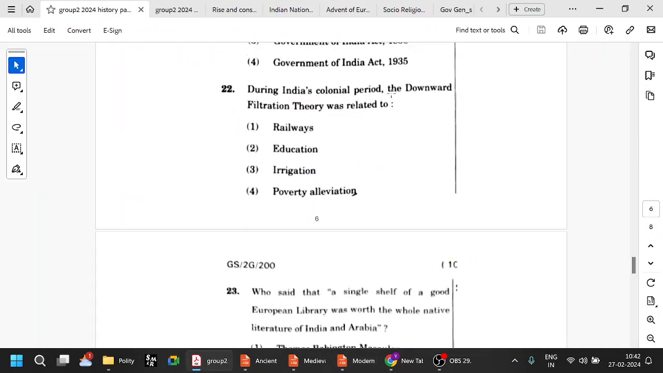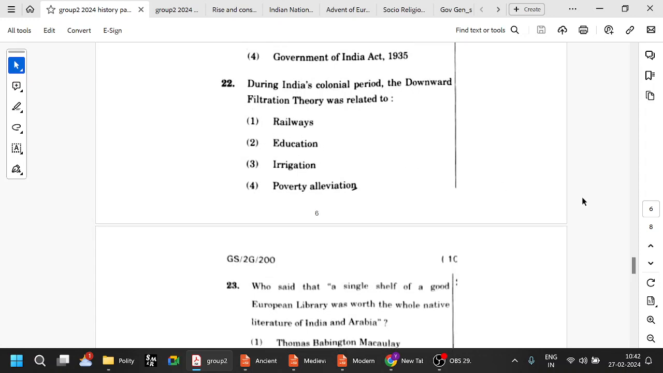So during India's colonial period, the downward filtration theory was related to education. Remember that, very important. Education.